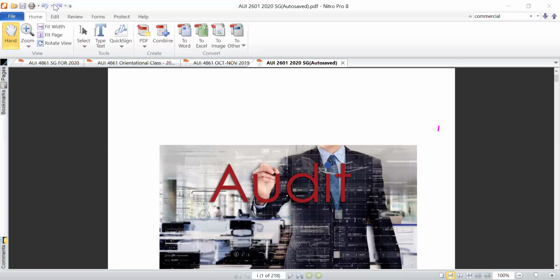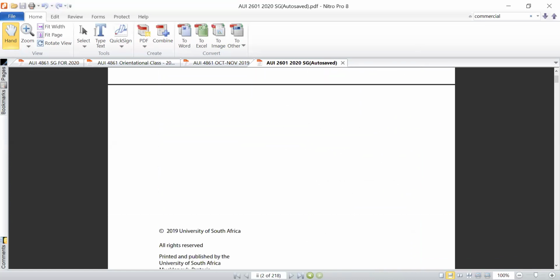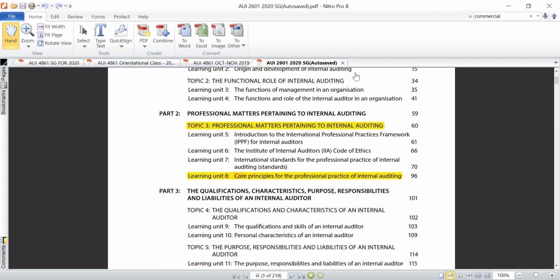Perfect. Right. Why I've opened it is because I've made summaries on footnotes and stuff on the IPPF standards in this study guide. So even if you notice my presentation in terms of the IPPF as a concept, there is a PowerPoint presentation that I've done already. I've summarized things like the definition of internal auditing in it. I've also summarized the IIA Code of Ethics. But for the standards, because there's so much there that you need to exhaust, I decided to rather make footnote summaries from the study guide.